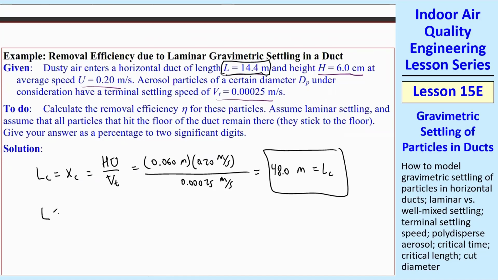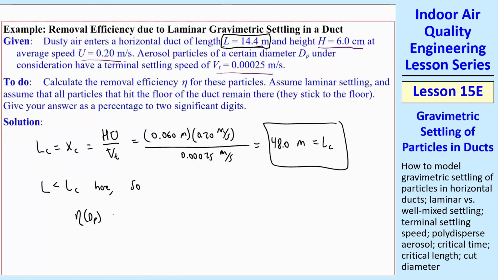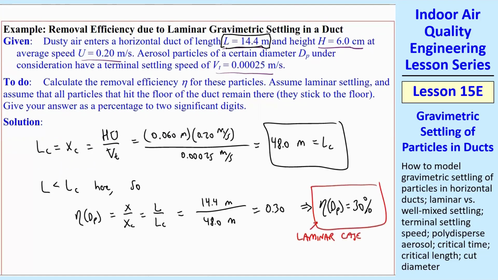Well, here, L is less than Lc. So eta of dp is x over xc or L over Lc. Typically, L over Lc makes more sense, so we'll use that most often. Plug in L and Lc, and I get 0.30. So eta at this dp is 30%. This is the laminar case.